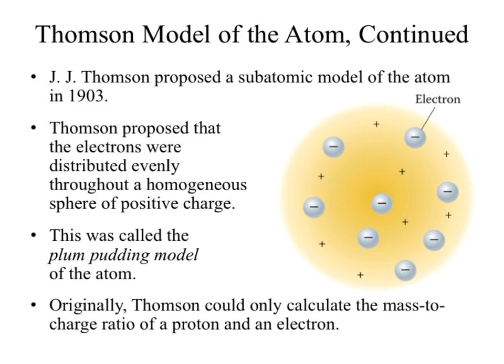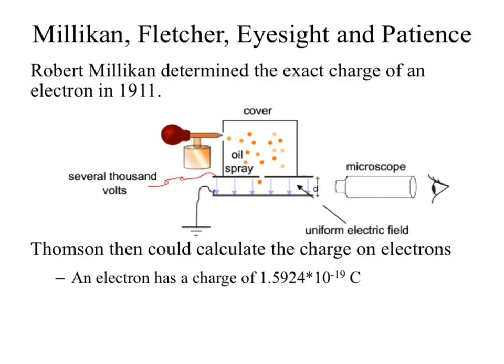Okay? When he dealt with his experiment, he could really only calculate the mass to charge ratio. He couldn't nail down the exact charge of either the proton or the electron. Okay? I like to mention this one, even though it's not mentioned in your textbook, just because of the sheer science and dedication that went behind this. We've got this group of two people, or primarily two people, Millikan and Fletcher. Millikan is the one that gets credit for this discovery. Okay? And he was ultimately able to discover the exact charge on an electron in 1911.